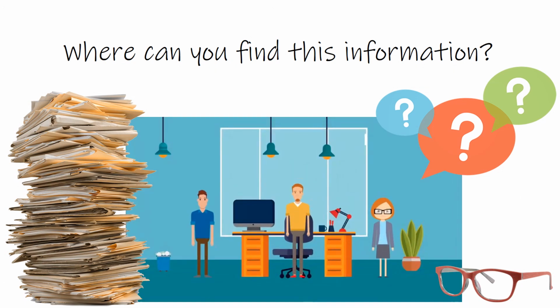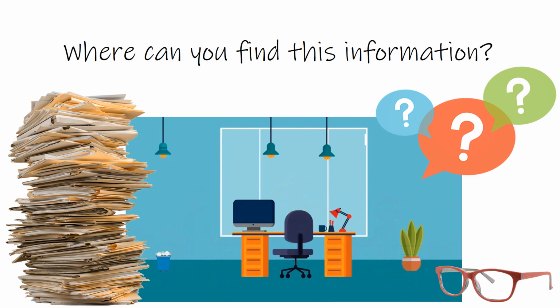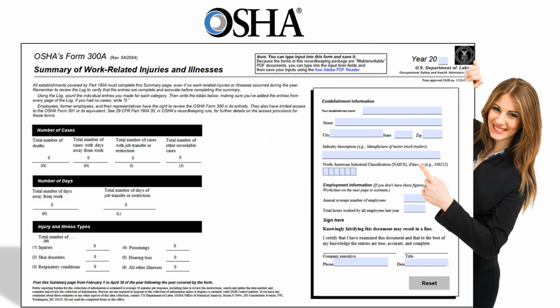So now that I've told you what to include, now I'm going to tell you where you can find the information that you need to get started. I normally start by pulling up the OSHA 300A form. This is the summary of work-related injuries and illnesses for any year that I'm including on my KPI. I like to provide information for at least a 5-year time period if possible.